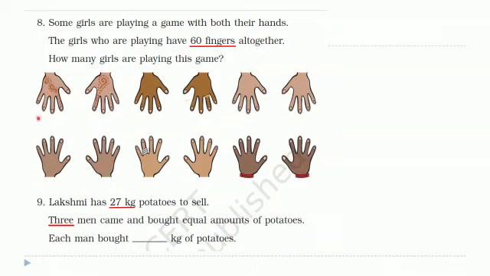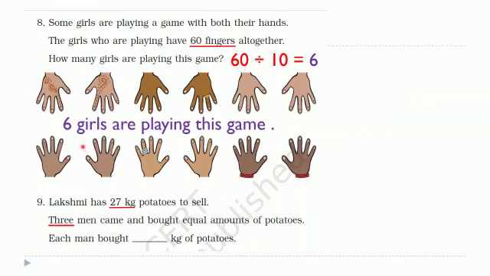Yes, we all have 10 fingers. So what we have to do? We have to divide 60 divided by 10, and that is equal to 6, because 10 sixes is 60. So how many girls are playing? Yes, 6 girls are playing this game.